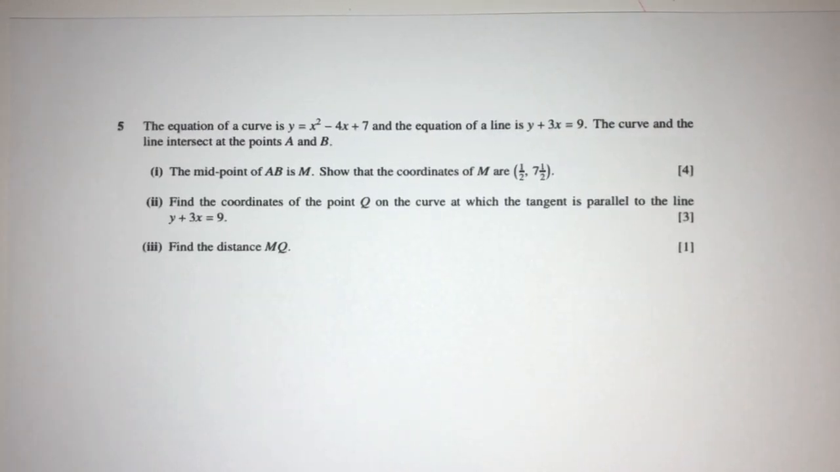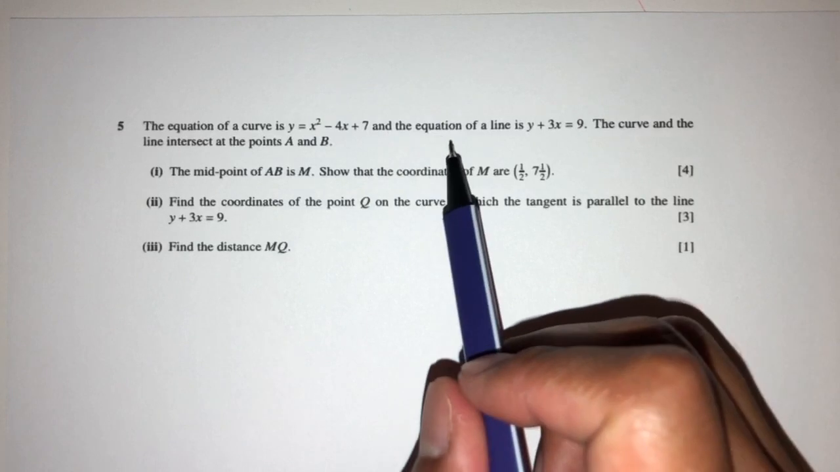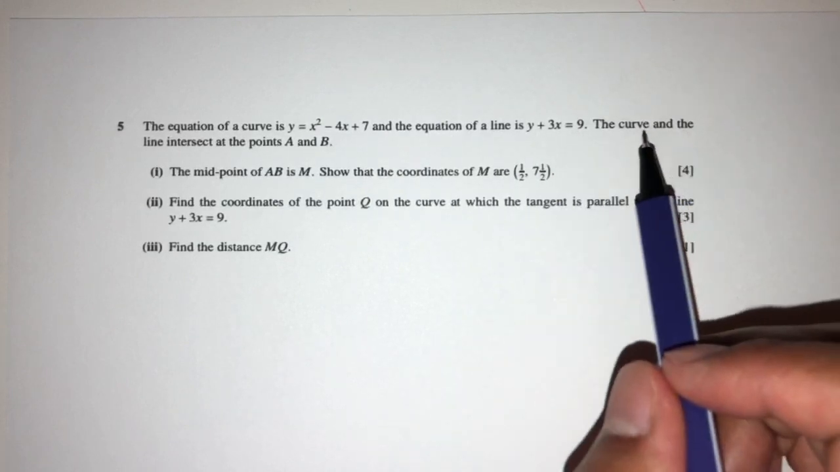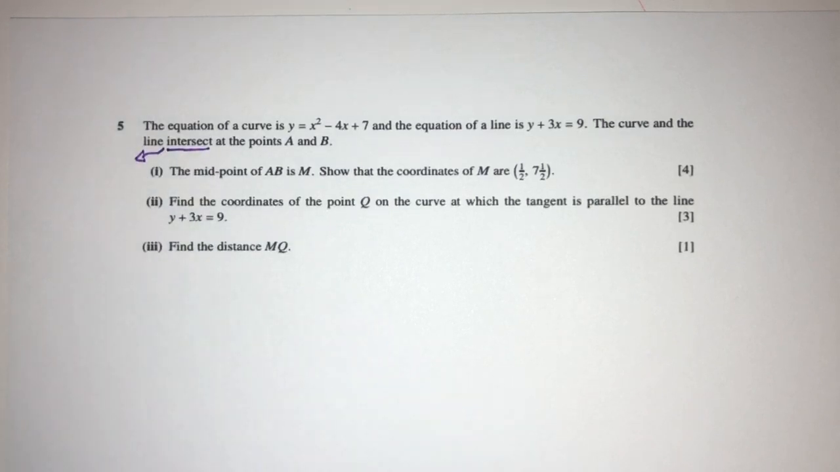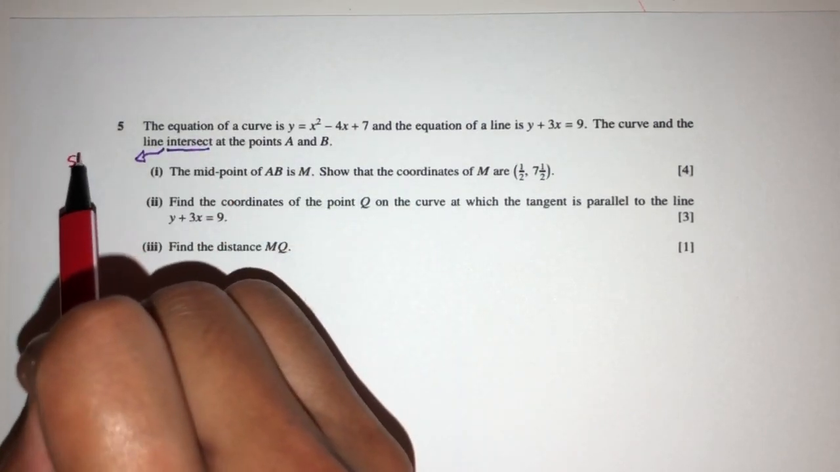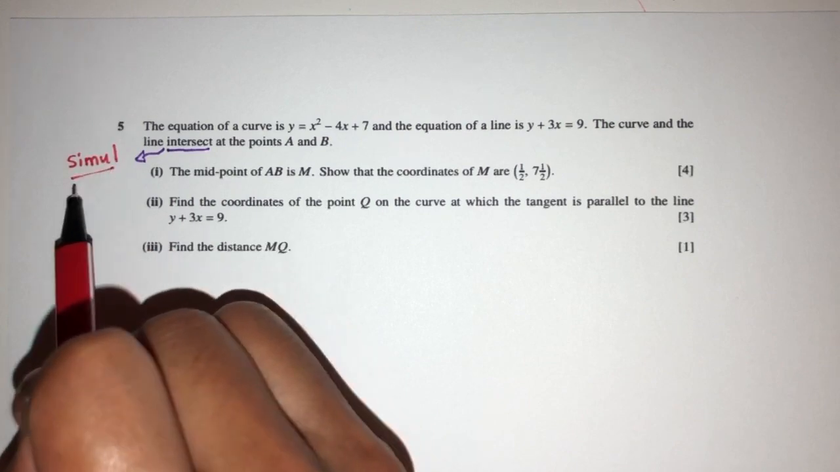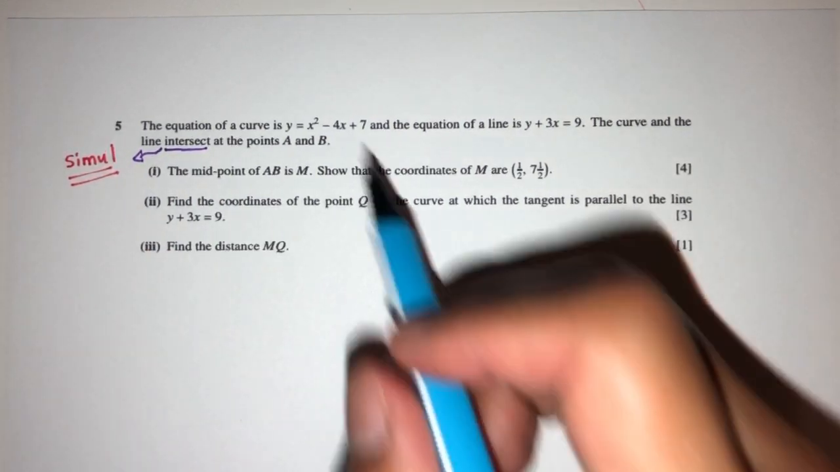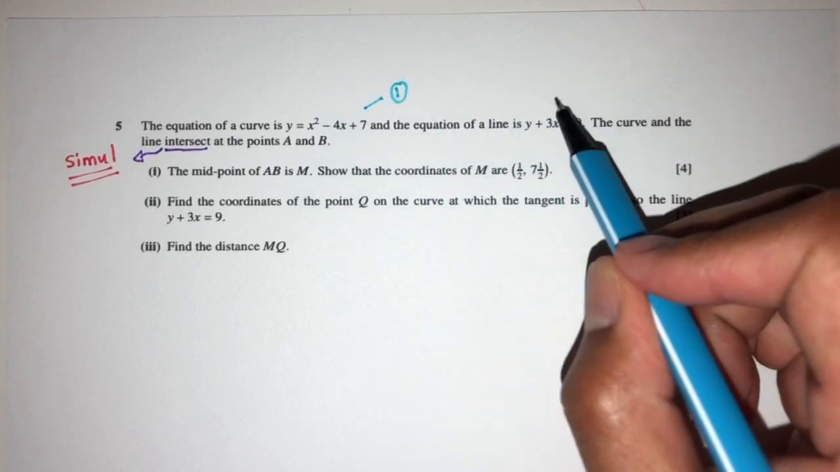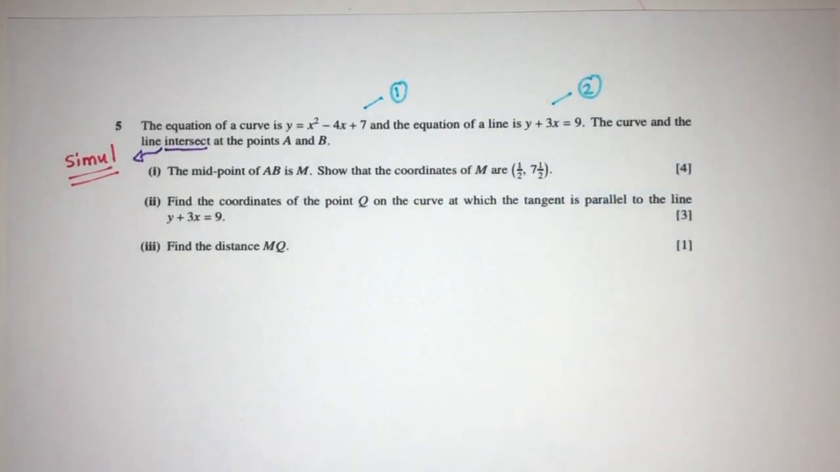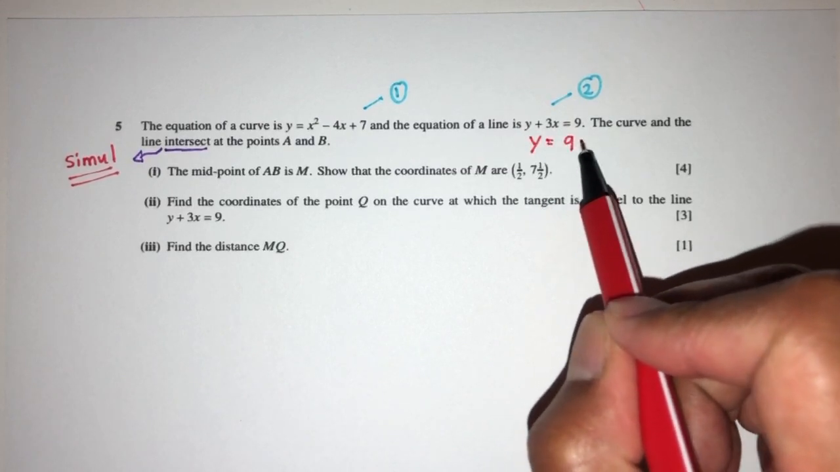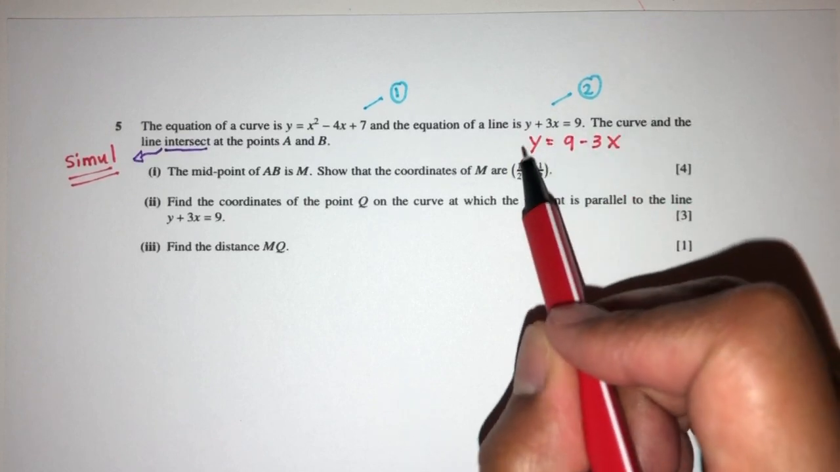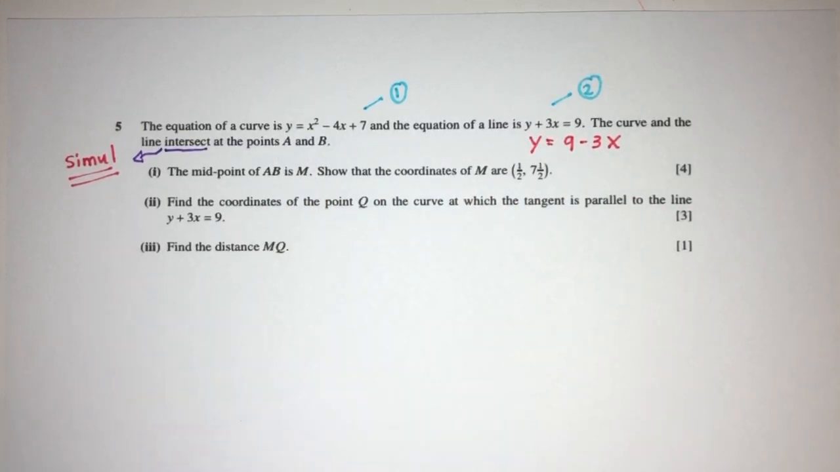Now for this question, the equation of a curve is given to you by this, and the equation of a line is given to you by this. The curve and the line intersect at the points A and B. Now intersect means they meet or cut or join each other. Now we understand that whenever we see intersection, we will have to solve a simultaneous equation. Equation number 1 is given by this. Equation number 2 is given by this. Now here you can see you can make y the subject pretty easily. So y will be 9 minus 3x. So now we have y, here we have y. We can substitute in each other.